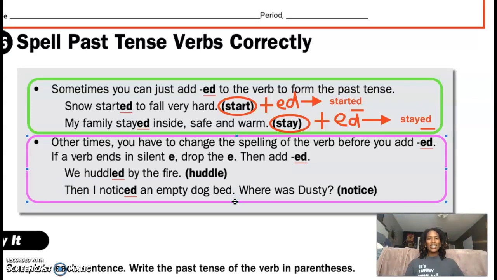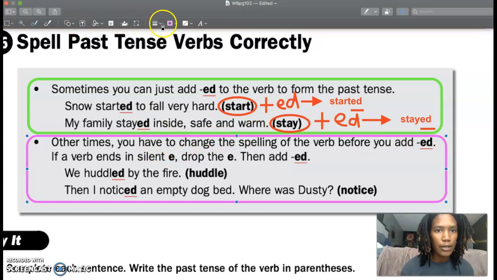All right, so what it says here is, in the green box, all we're adding is ed, right? In the pink box, it's a little different. Other times, you have to change the spelling of the verb before you add ed. Okay, let's read it again. Other times, you have to change the spelling of the verb before you add ed. So I'm going to highlight this.